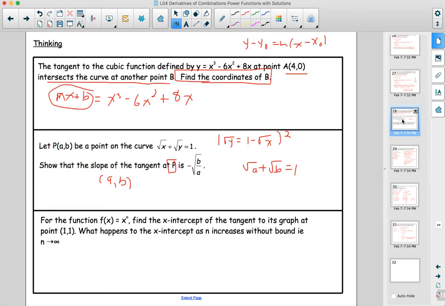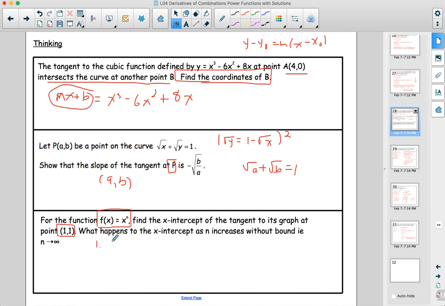All right, one last thinking problem to look at. For this function here, f at x equals x to the n. Find the x-intercept of the tangent to the graph at this point. So find the equation of the tangent, then find the expression for the x-intercept. Then what happens to the x-intercept as n increases without bounds?